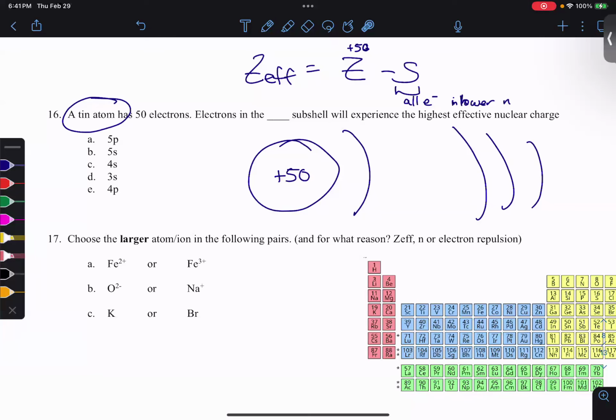Okay, so what's the answer? Which electrons experience the highest effective nuclear charge? Really, you don't have to calculate a dang thing. It's the 3s electrons, because they're sitting in the third row versus all of these electrons sitting in the back rows. They're being shielded more. I don't have to calculate anything, but I can if I want.